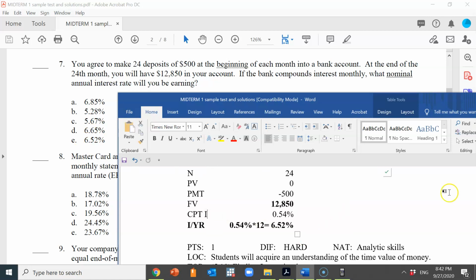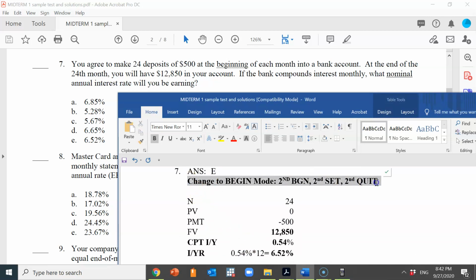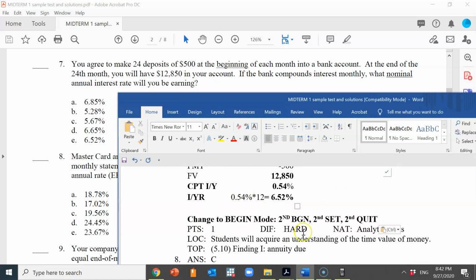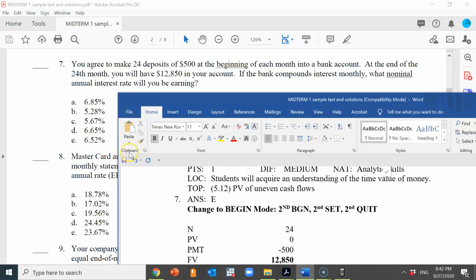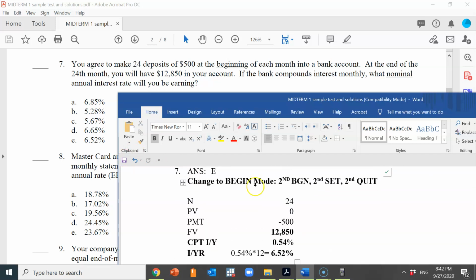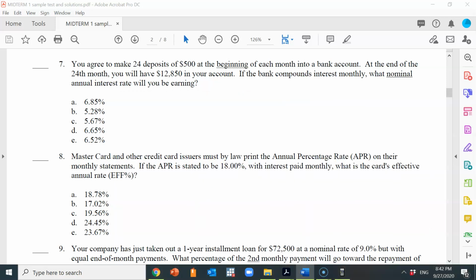Okay, let me just compute for I/Y so you know that's the button. That's the answer you need to compute for. And you get this number 0.54 and you add back the percentage sign and you multiply by 12. So you have this 6.52 as the nominal annual rate. Okay, and you change back to N mode. Always remember, change back to N mode by pressing the same buttons. Let me show you on the calculator here.